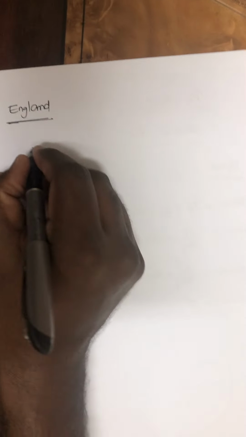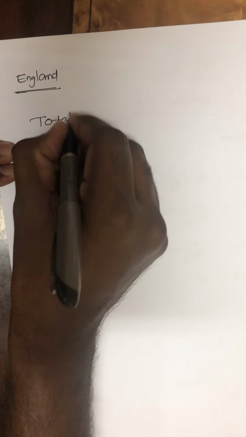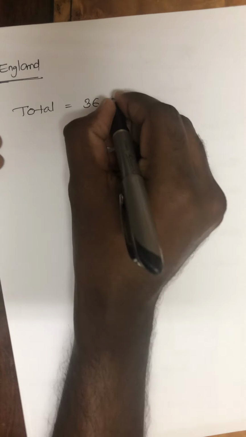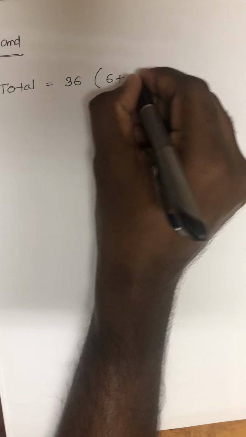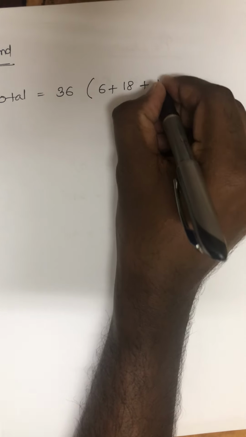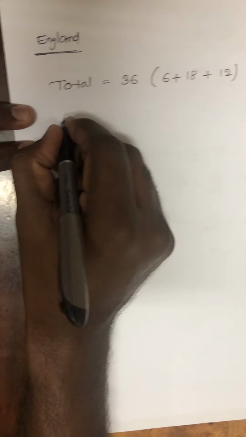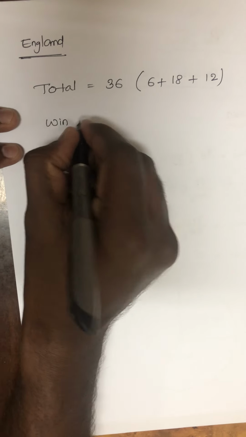Now coming to the second part, from question number 7. The second team is England. Now what is the first step? Total. Every time you should write the total. What is the total given? 36. Why? Because they won 6 matches, 18 matches are draw and lose is 12. So how to find out? First of all, we are going to find the angle of win.